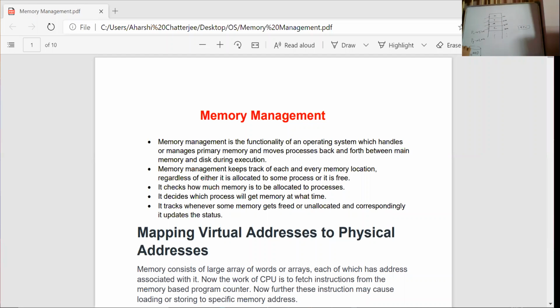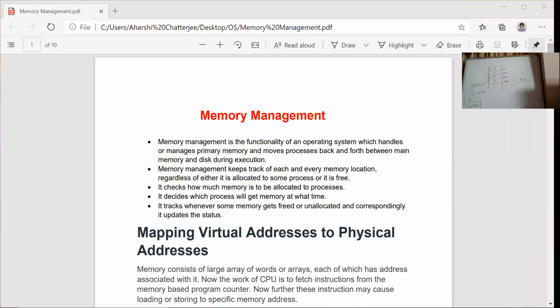So process Pi needs to come to primary memory first.